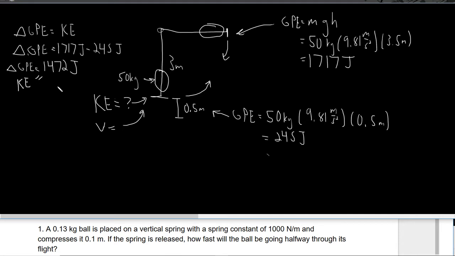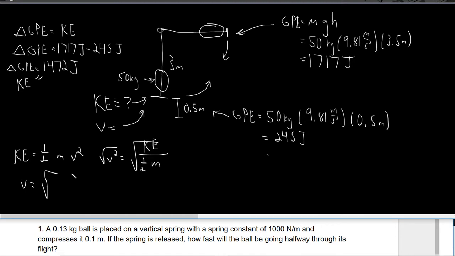Keep in mind, so we answered one part. The kinetic energy is 1,472 joules. So now I can use kinetic energy equal to 1/2 mv squared. If I want to know how fast the person is going on the swing, I just solve for v. So v squared is equal to kinetic energy over 1/2 mass, square root both sides. v is equal to the square root of kinetic energy over 1/2 m.